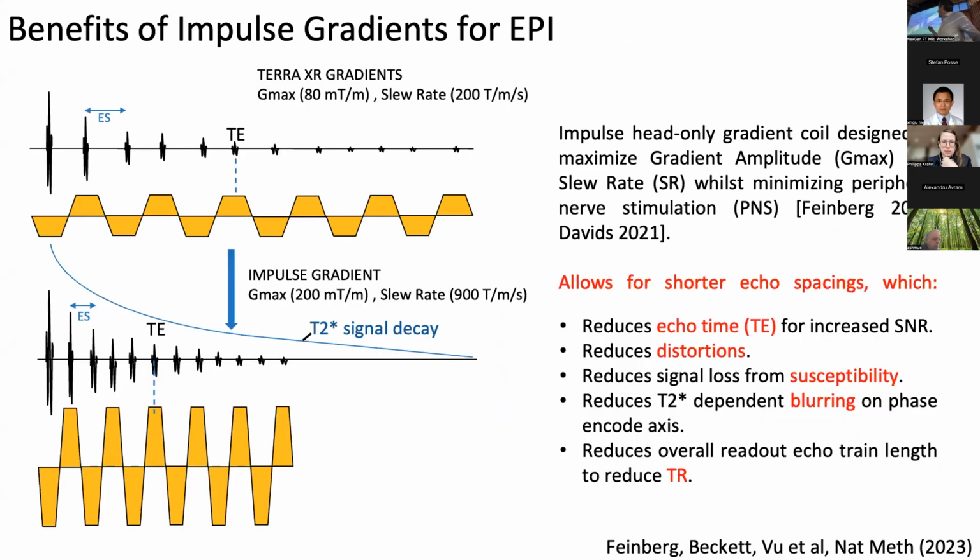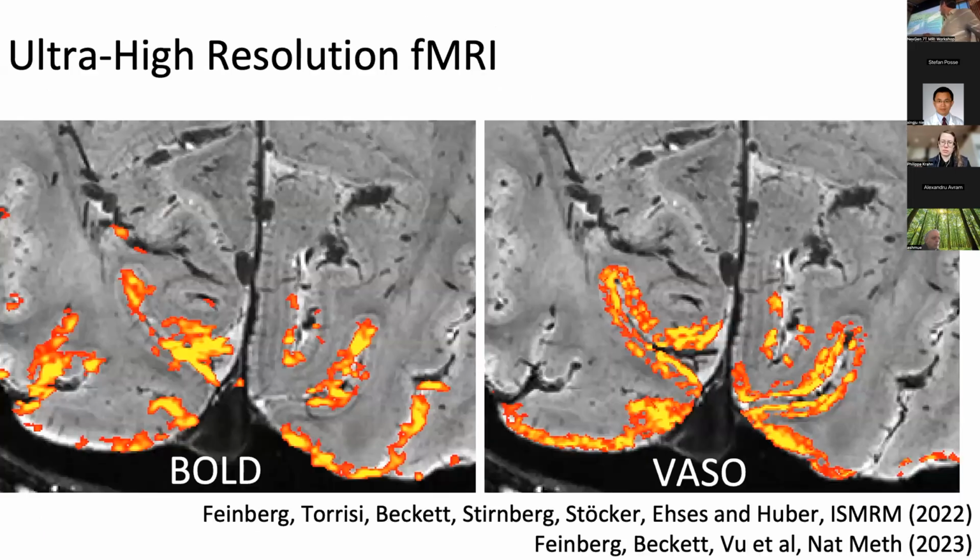And for EPI, the thing we care about the most is that we can read out our images a lot faster, so we can use much shorter echo spacings. So for a given resolution, we can collect an image much quicker, or for a given imaging time, we can collect a much higher resolution. So we can reduce echo time for increased SNR, we decrease the distortions in our data, we can reduce the signal loss from susceptibility, and we can also decrease blurring on the phase encode axis, and overall get out quicker, which can also help reduce our TR.